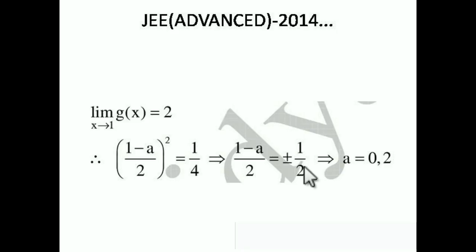Now first take 1 by 2. If we take plus 1 by 2, then 2 gets cancelled out, 1 gets cancelled out, and we are left with a equals 0. Now if we take minus 1 by 2, then the 1 by 2 gets cancelled out, so 1 minus a is equal to minus 1, that means a is equal to 2. So we have two possible answers: a equals 0 or a equals 2. So these are my two options, and this is the right answer for this question.